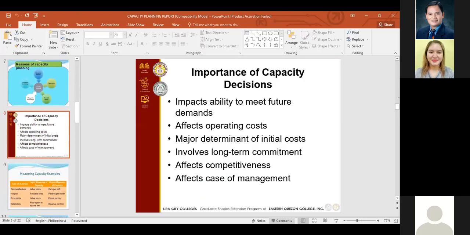So the importance of capacity decisions. First, it impacts the ability to meet future demands. Second, it affects the operating cost. Third, it is a major determinant of initial cost. It involves a long-term commitment. It affects competitiveness, and it affects the ease of management.